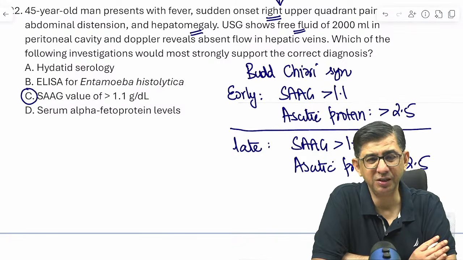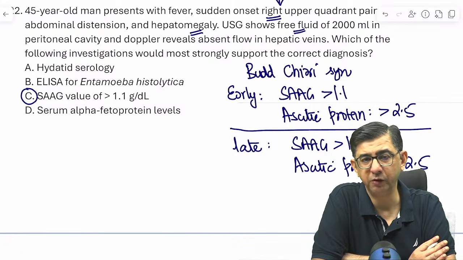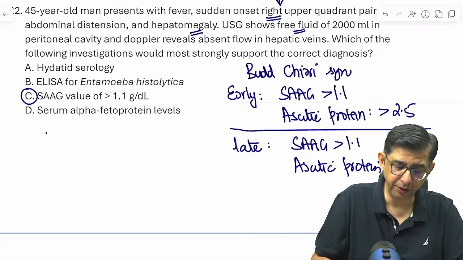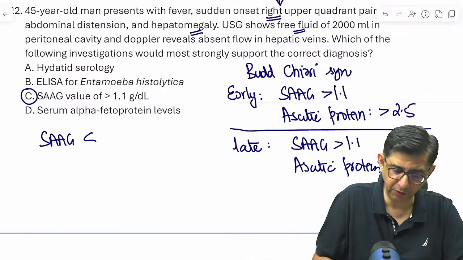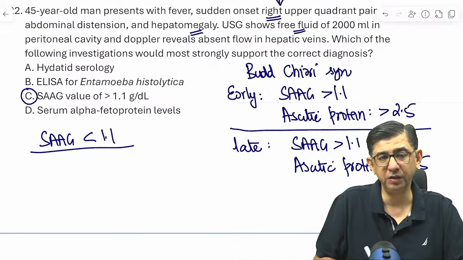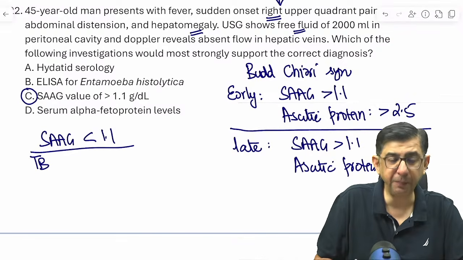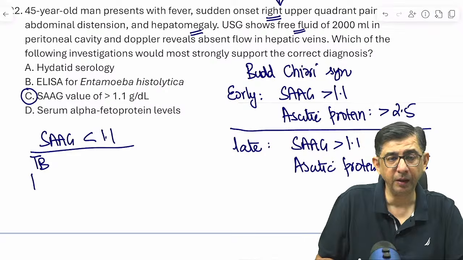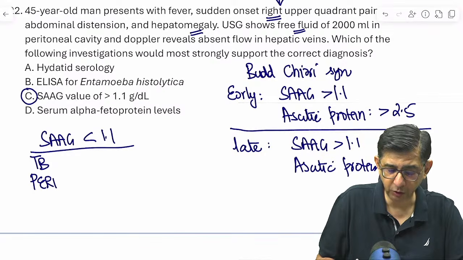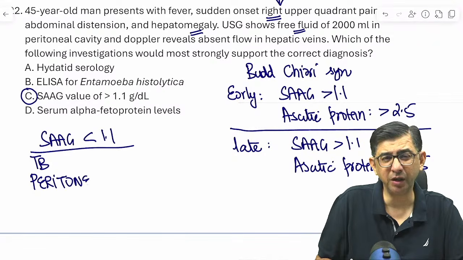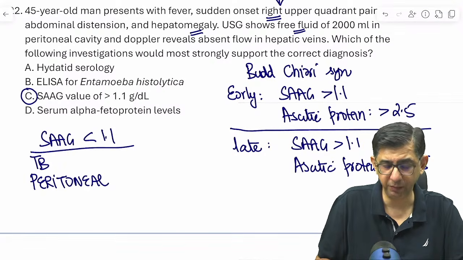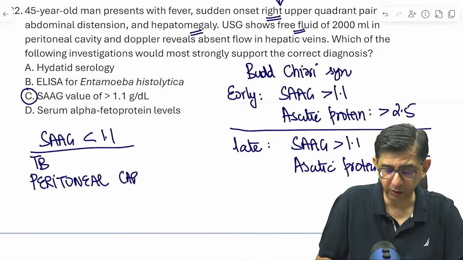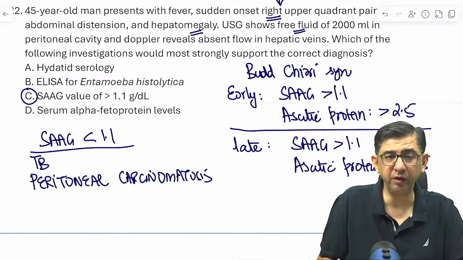And if SAAG is less than 1.1, then we have to think in terms of TPN. I'll just write it here also, though I think all of you are aware of that. SAAG less than 1.1 is for TB, TPN. T is for TB. P is for peritoneal carcinomatosis, that would be either stomach cancer or ovarian cancer, so we talk about the malignancy that is coming up. Then pancreatitis, and then nephrotic syndrome.